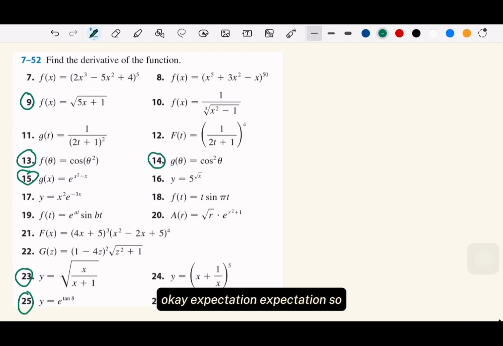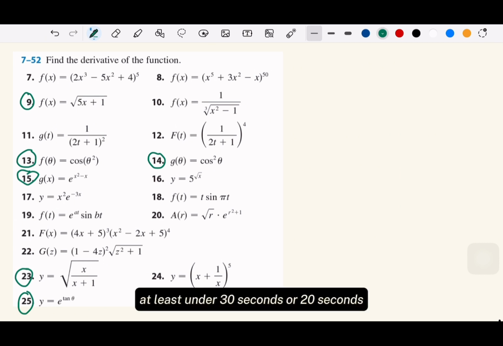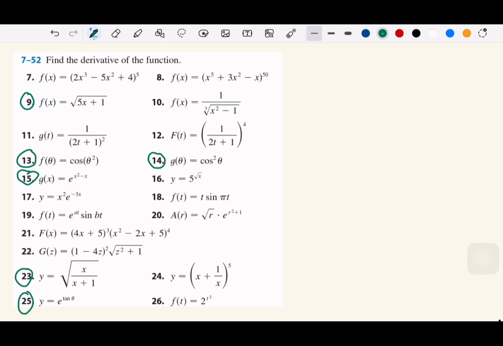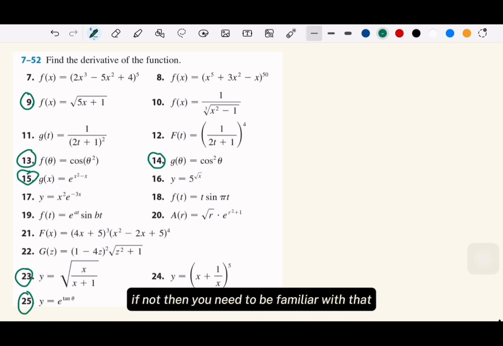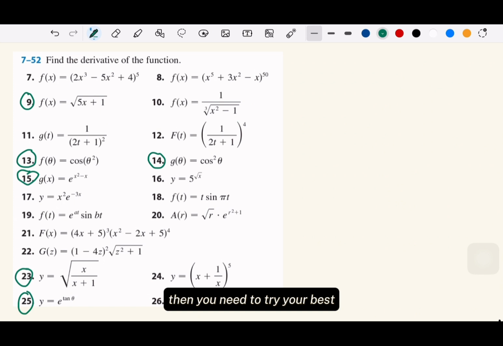Expectations. If you want to move forward, you can check how much time you need to solve problems. For problems like number 9, you need to solve this in under 30 seconds, or 20 seconds, perhaps 10 seconds. I'm serious, 10 seconds. If not, then you need to become familiar with it, because the square root functions will appear a lot in calculus 2, and you're still using the same techniques from calculus 1. So if you're not familiar, you need to try your best.